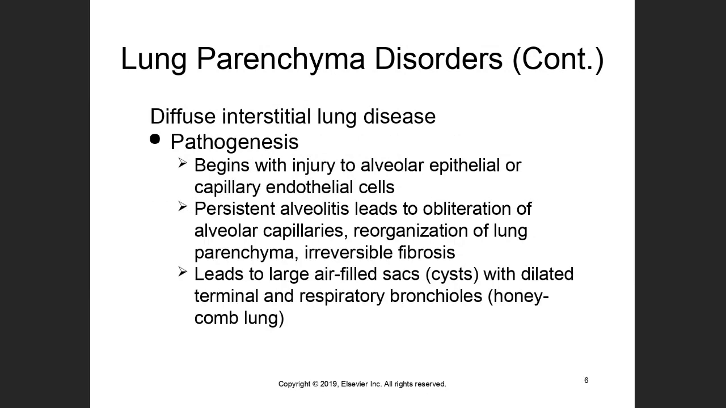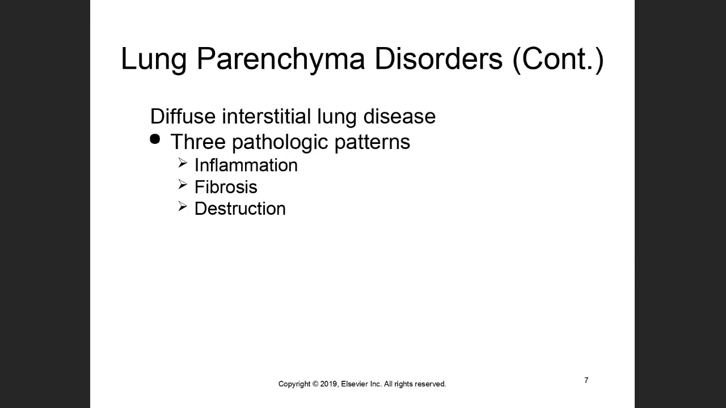Okay, diffuse interstitial lung disease pathology begins with injury to alveolar epithelial or capillary endothelial cells. Okay, persistent alveolitis leads to obliteration of alveolar capillaries, disorganization of the lung parenchyma, irreversible fibrosis, leading to large air-filled sacs, cysts. Okay, that's one of the characteristics. And we have three main pathology patterns. We have inflammation, fibrosis, and destruction.